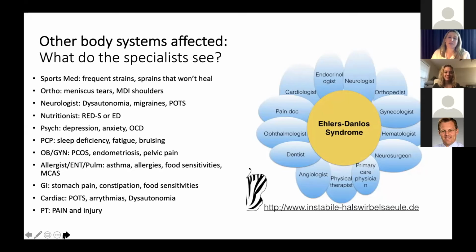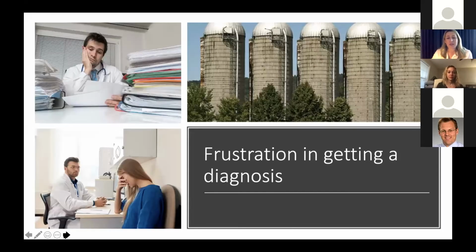GI for some of the things that Val mentioned with the stomach pain, chronic constipation, IBS, and food sensitivities. Cardiac may be playing a role. And then they may be ending up in the PT office for pain and to manage some of these different injuries. And I think for a lot of us, that's where we may come in.